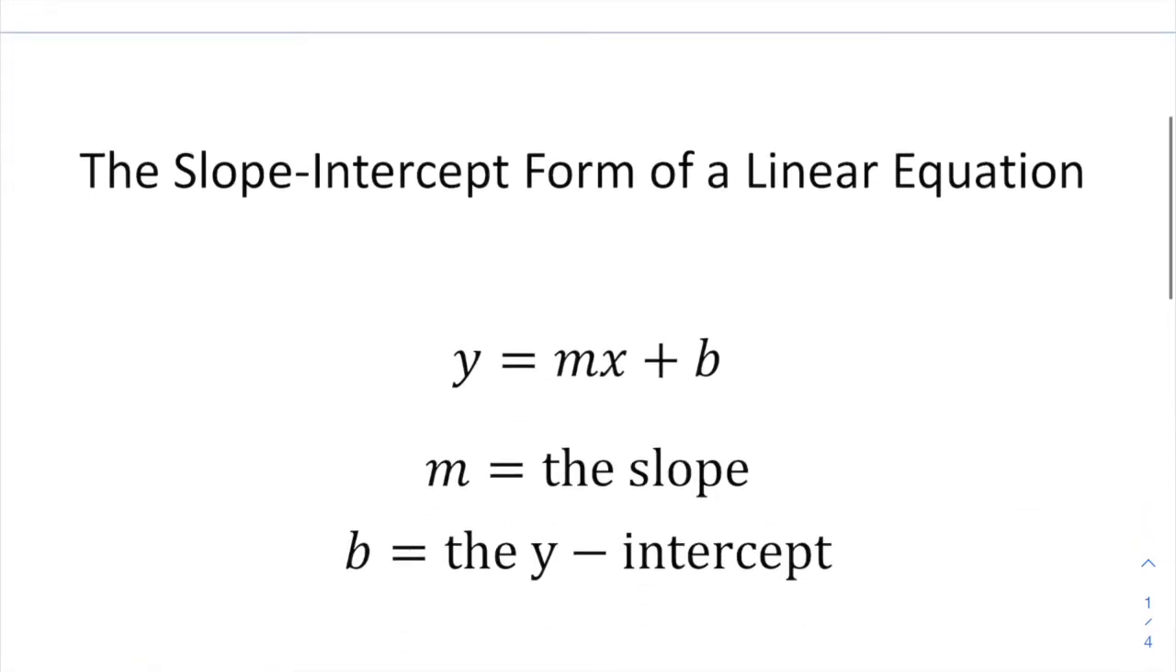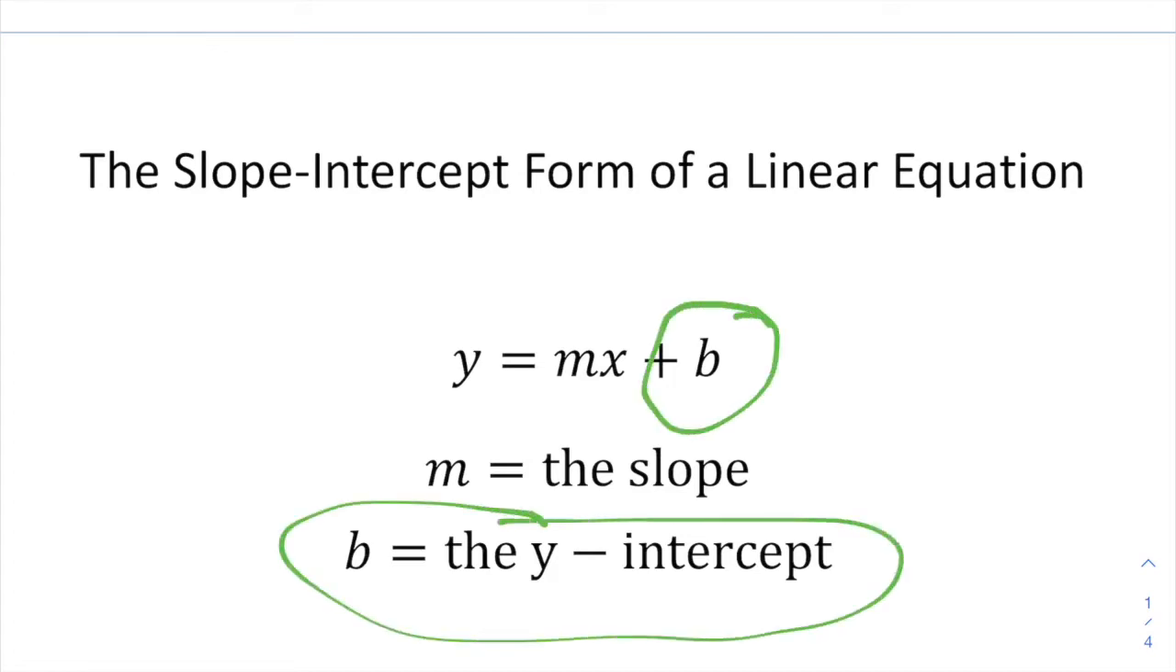The first subject that we need to go over is the slope-intercept form of a linear equation, y equals mx plus b. B is called the y-intercept. M is called the slope. You know that from before.